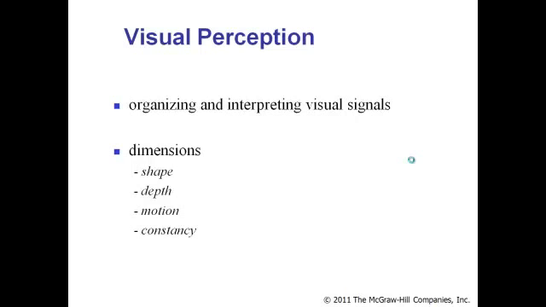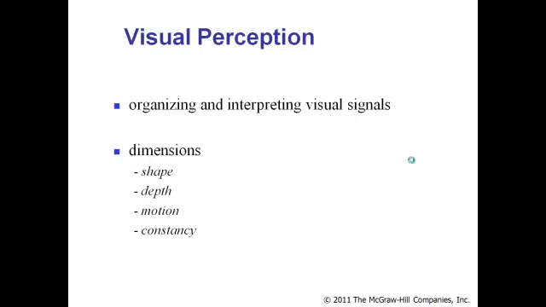Remember that the rods and the cones are detecting light. So the rods and the cones are specifically for detecting different colors. But basically, we're just getting these light signals. Well, how do we then interpret it? How do we know what we are seeing?